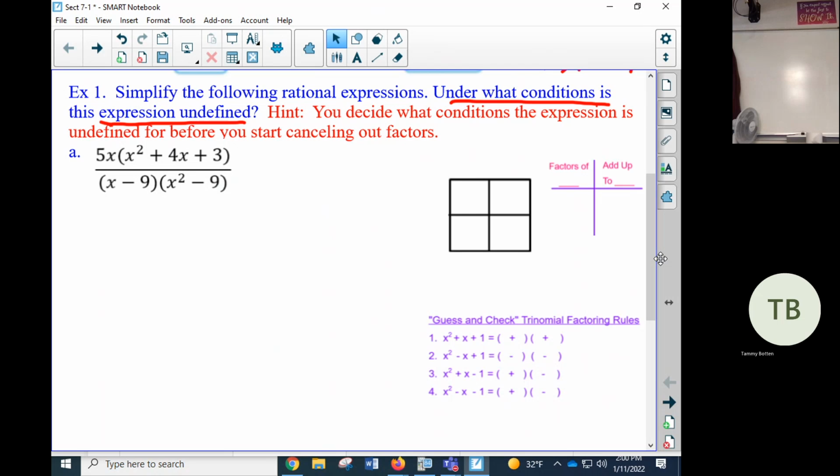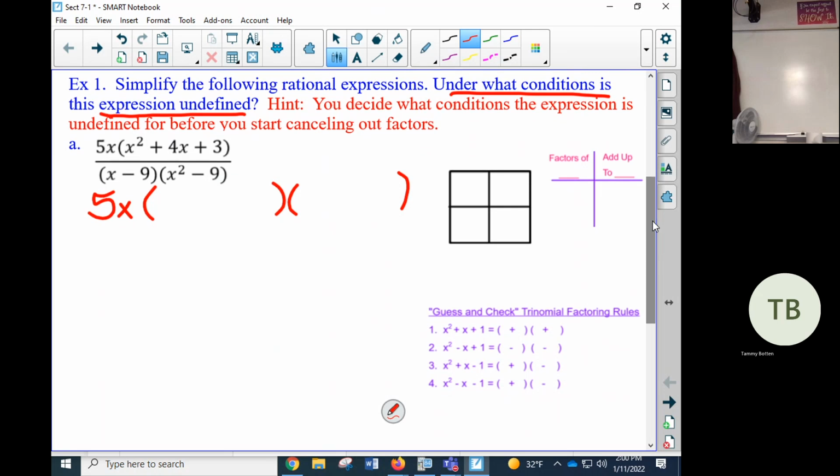Oh, you know what? They just reloaded my smartboard today because I've been having problems. So now my inks are back to the other colors. That makes me sad. Okay, anyway, so we have to factor this right here, okay?